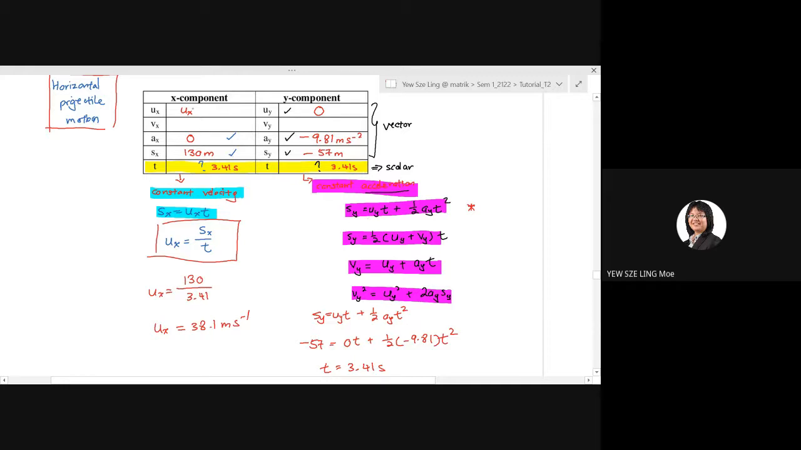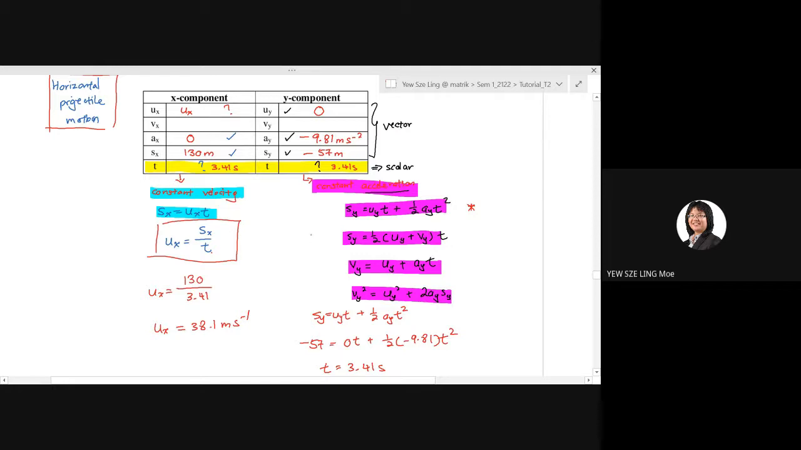The question asks you to calculate ux. So you don't have ux. So what can you do? The equation that you can use is ux equals to sx over t. But then you don't have t. So from the table, again, you check if you can get t from the y component or not. So obviously you can, then you calculate t, and then it goes back to x component.